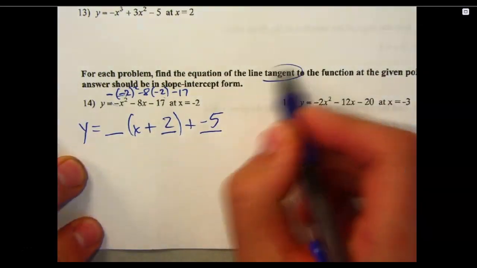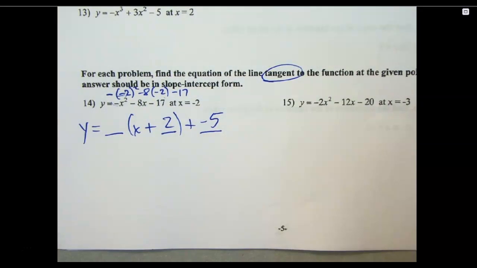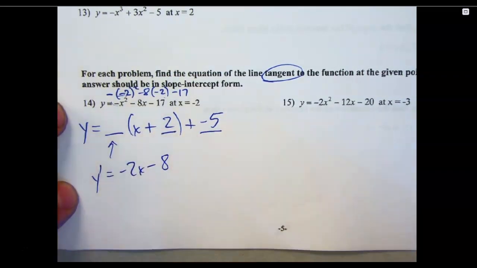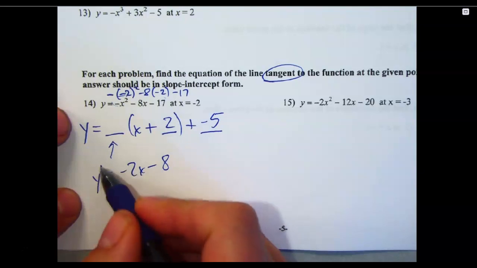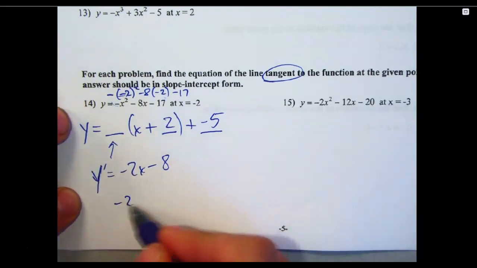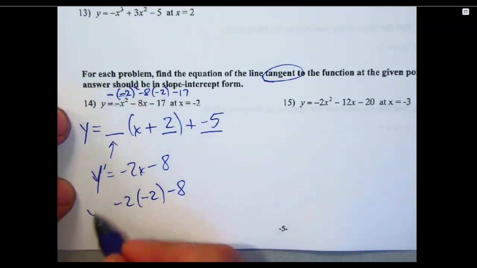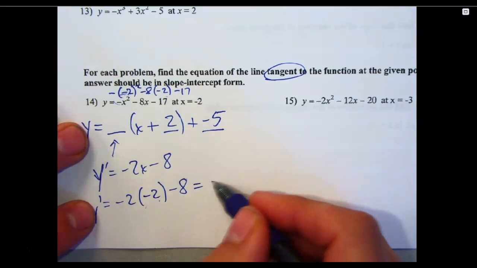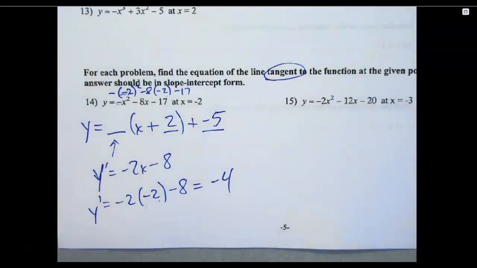And this is a tangent line, so am I going to take the slope that I find, or am I going to do the negative reciprocal of it? I want the slope if I want the tangent line. So y prime is negative 2x minus 8. So negative 2 times negative 2 minus 8. Negative 2 times negative 2 is 4. 4 minus 8 is negative 4. That's the slope of the tangent line. That's what they're asking for. So I'm going to use that.